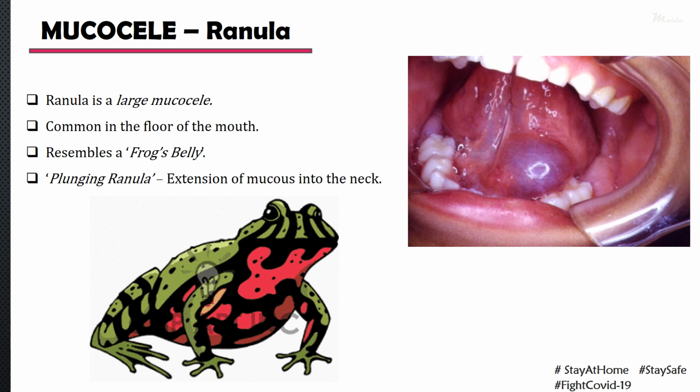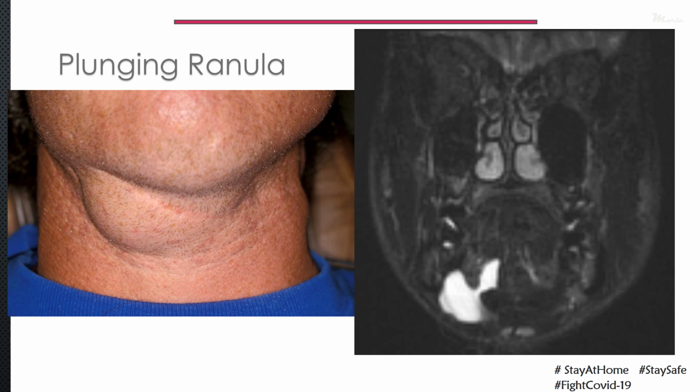A variant of ranula, also referred to as plunging ranula, is a mucocele occurring on the floor of the mouth which extends into the neck. Here you can see an example of a swelling of the neck which is secondary to a mucocele of the floor of the mouth.